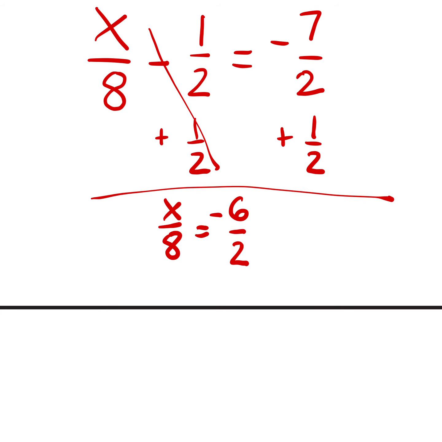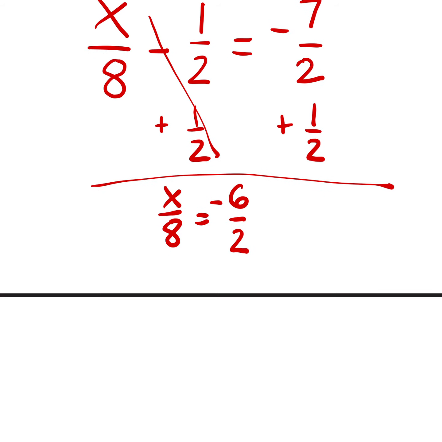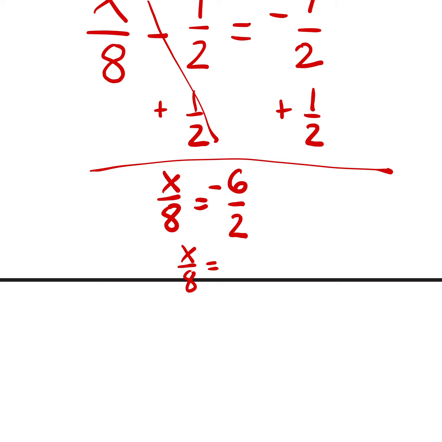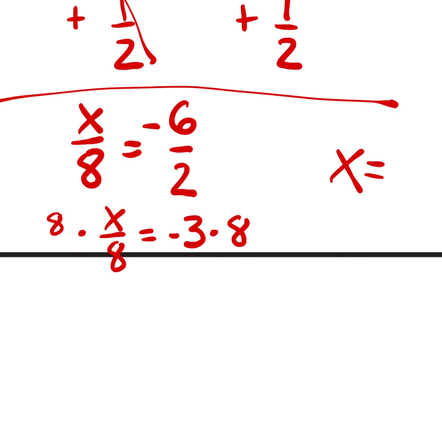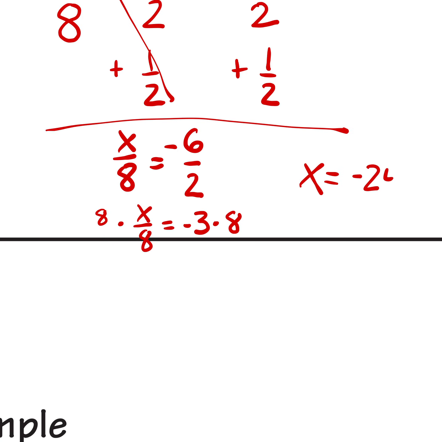Now, you can leave this as negative 6 halves, or you could change it to negative 3. I think I'm going to change it to negative 3 right now. So this is actually going to be x over 8 equals negative 3. Now, how do I get x by itself? Well, first, I have to do the opposite of what's happening to it. It is being divided by 8, so the opposite would be to multiply by 8. x equals, what's negative 3 times 8? Negative 24. And that's your answer.